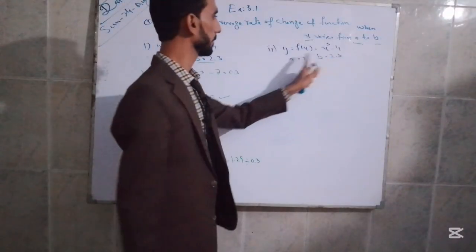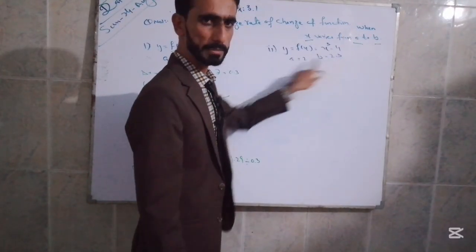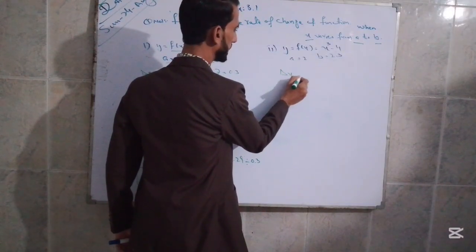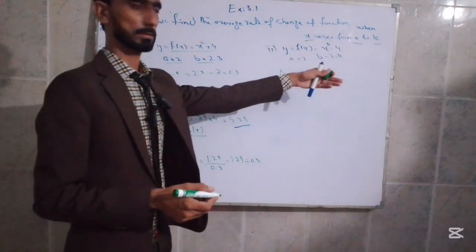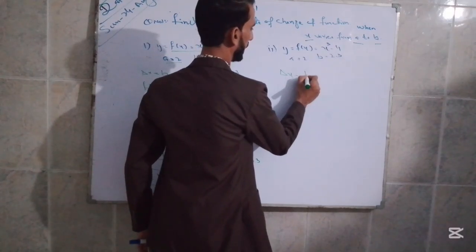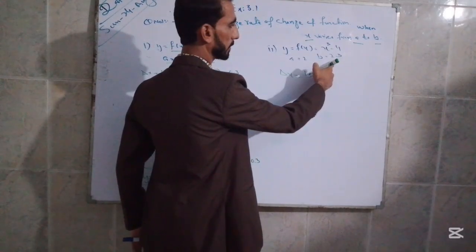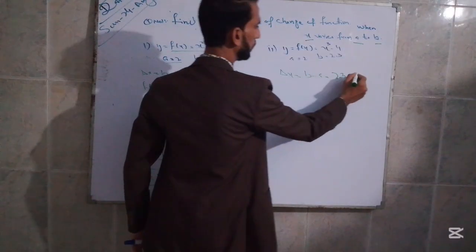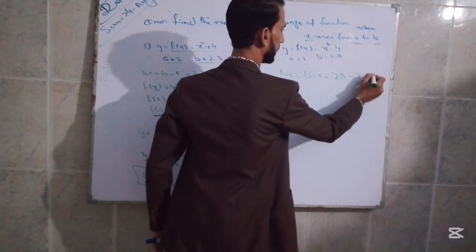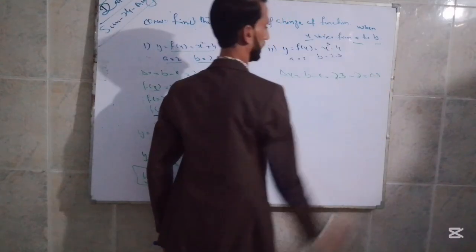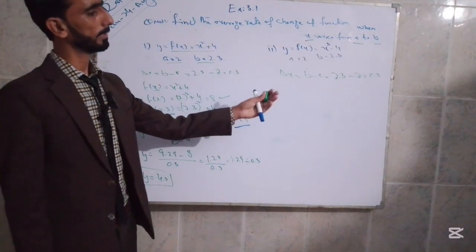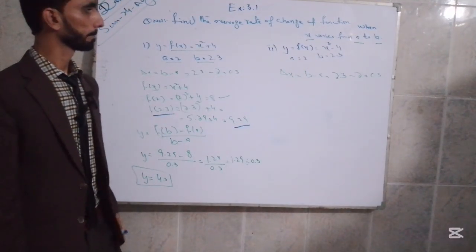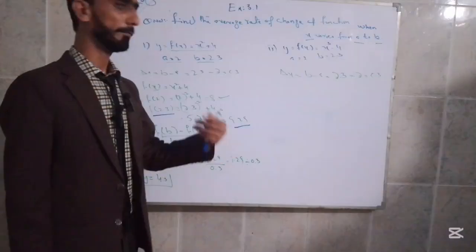First we find the difference of these 2 points, a and b. Here is the difference of x. It is the difference of these points, b minus a. It means b is 2.3 minus a, which is 2. The required difference is 0.3. When we subtract, 2.3 minus 2 is 0.3. Okay, now find the value of f of a and f of b.